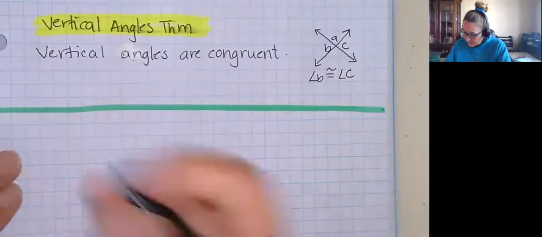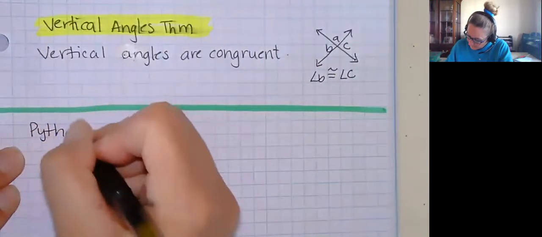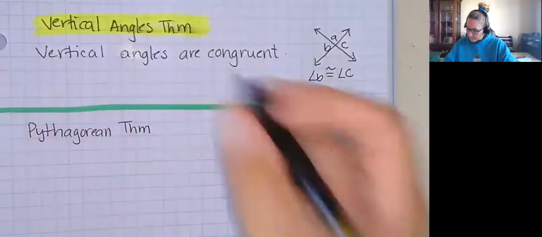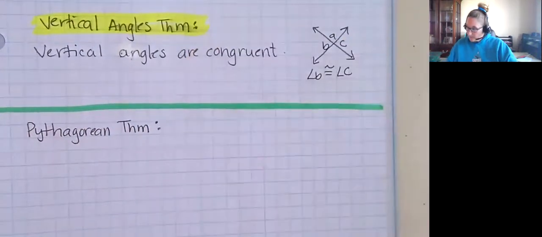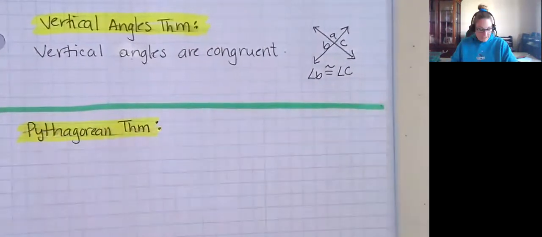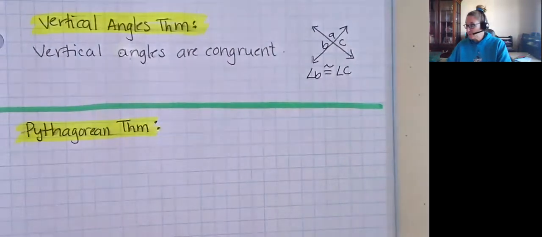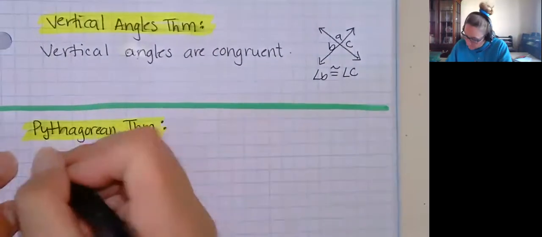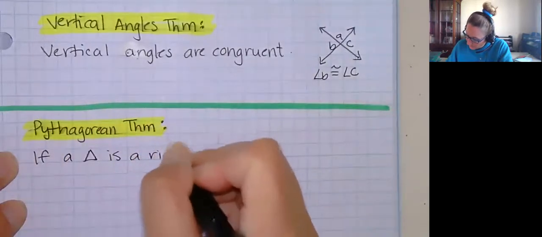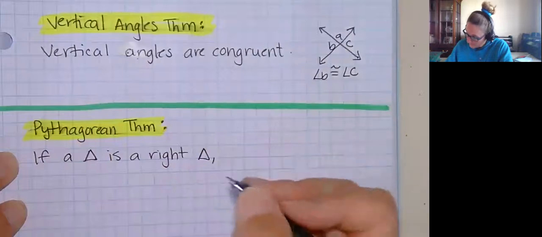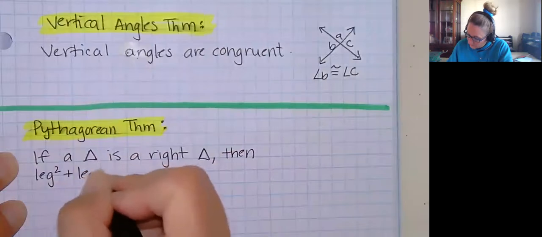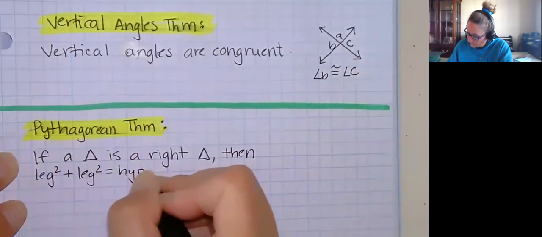The next one, Pythagorean theorem. Okay, so for the Pythagorean theorem, if a triangle is a right triangle, so if a triangle is a right triangle, then leg squared plus leg squared equals hypotenuse squared.